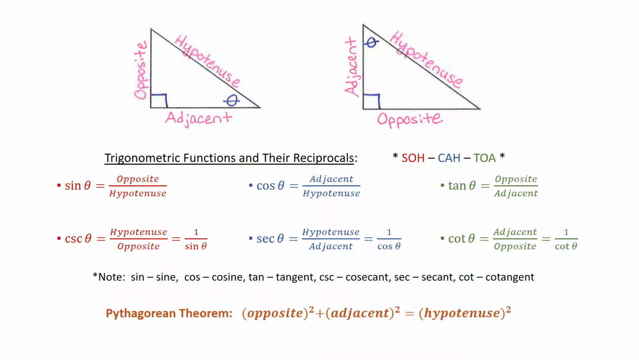Another important thing that we're going to need to use in this section is the Pythagorean theorem, and this tells us a relationship between the sides of the triangle. It says that the opposite squared plus the adjacent squared is the hypotenuse squared. Or you may have seen this written as a squared plus b squared equals c squared.